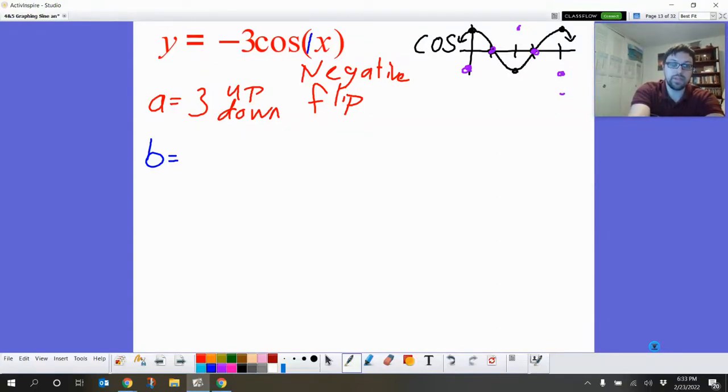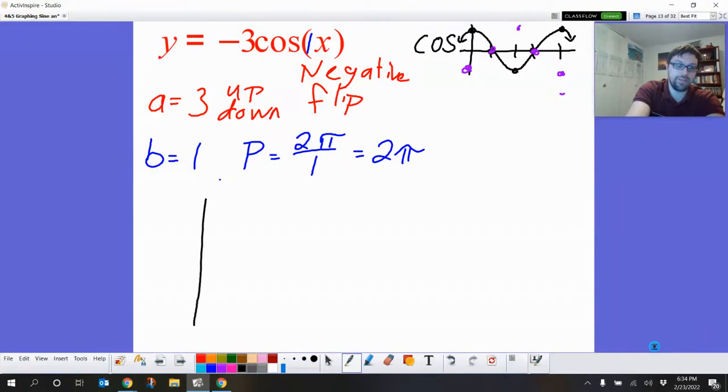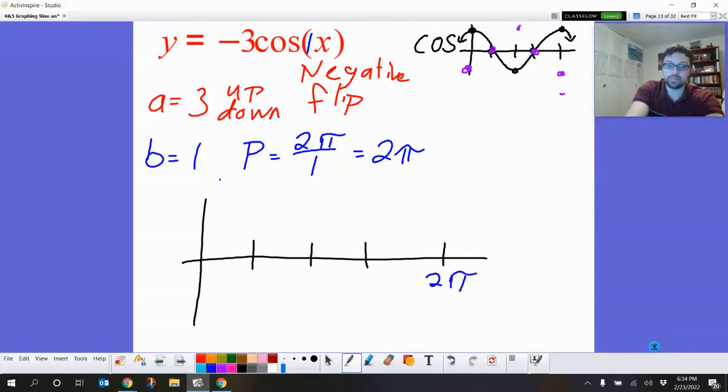Our b value is right next to our x, which is 1. So our period is going to be 2 pi over b, which is 1. So our period is just 2 pi, no change. I'd still like to write it just out of habit. That nice muscle memory helps me out. 1, 2, 3, 4. Right, the period, 2 pi. So our amplitude is 3. So I want to go up 3, 1, 2, 3, down 3, 1, 2, 3. So that's my amplitude, going from the middle.